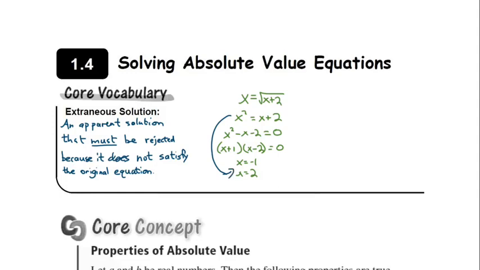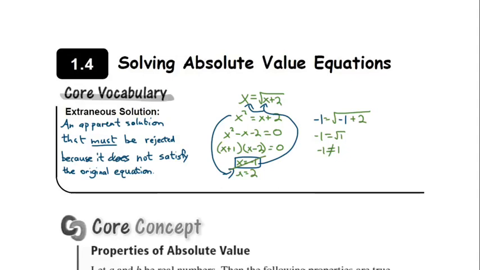However, if I were to plug this one back into the original equation, so if I went negative 1 equals the square root of negative 1 plus 2, just plugged in at negative 1, I still got negative 1 on the left. Negative 1 plus 2 is positive 1, and the square root of 1 is 1. Well, we know that this statement is not true, therefore that is an extraneous solution.